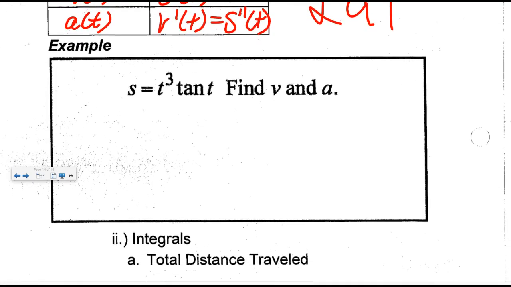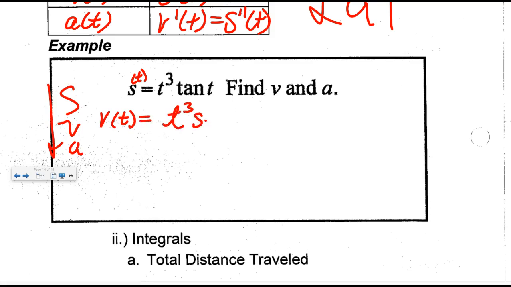So let's take a look at this trig one. We've got s of t, I like that as a function. That means position. I'm being asked to find a model for velocity and acceleration. These are derivative questions because I'm working down my paper. So for velocity, this will be a product rule. I'll do first d second, the derivative of tangent is secant squared, plus second d first.